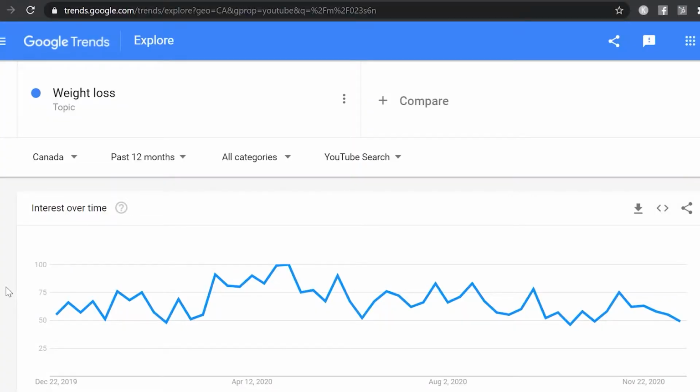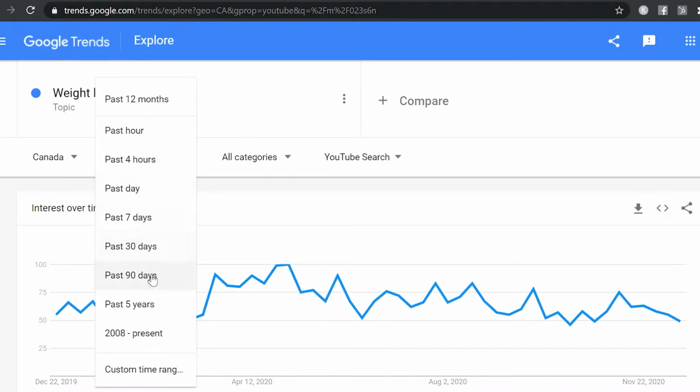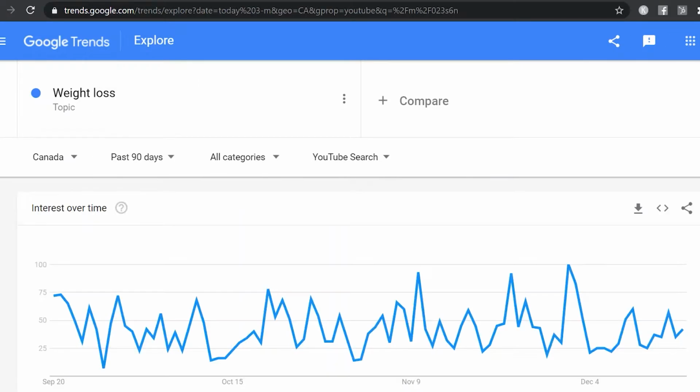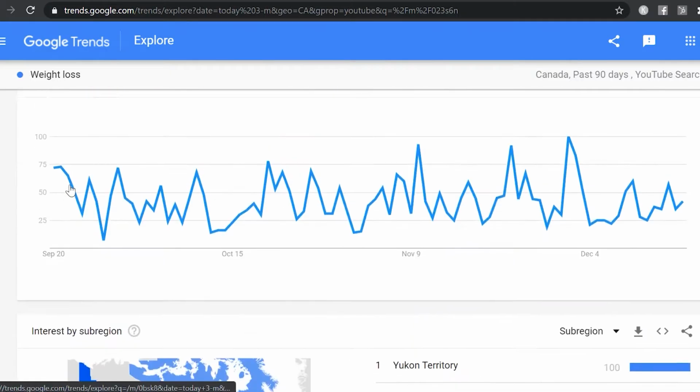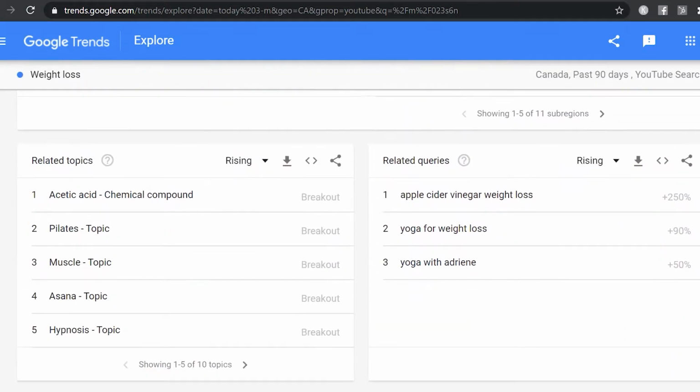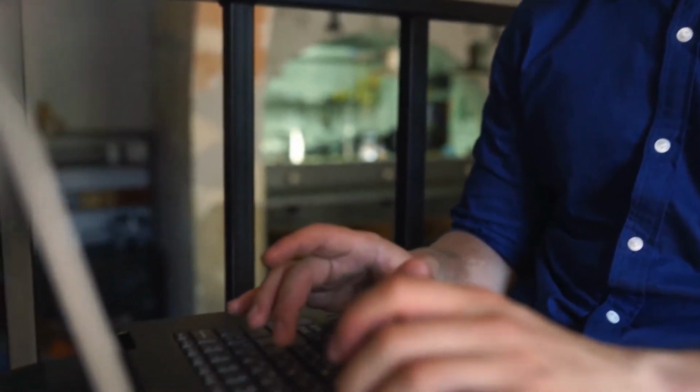Now, what I would actually do is switch it to the last 90 days, because the last year is a ton of data. So you want it to be a bit more relevant. What we can see here is that first it shows you the related topics. Now we can say asana, hypnosis, acetic acid, Pilates. These are all related topics that people are looking for that's associated with weight loss.